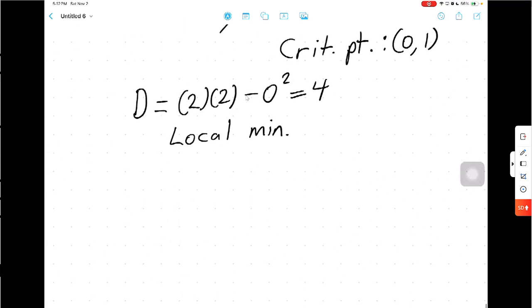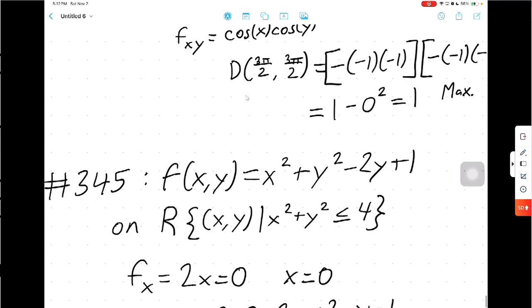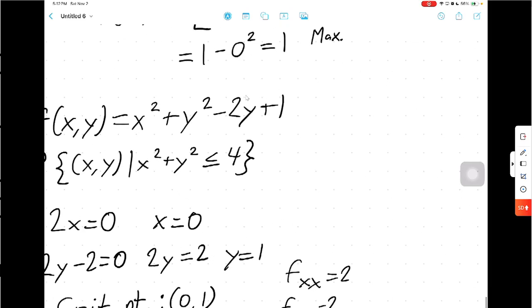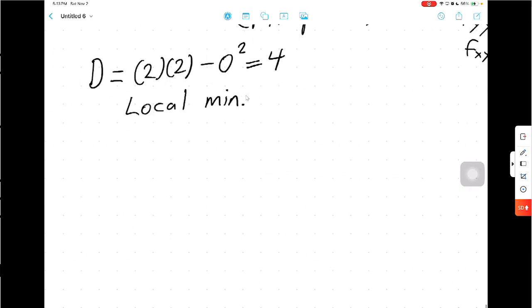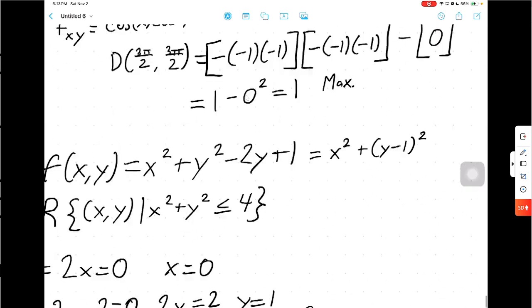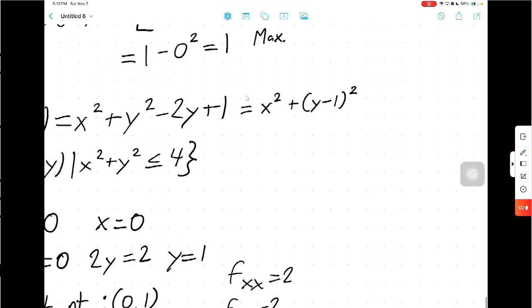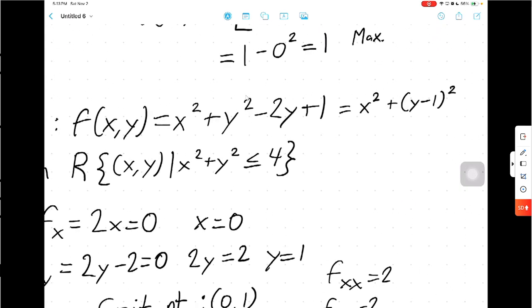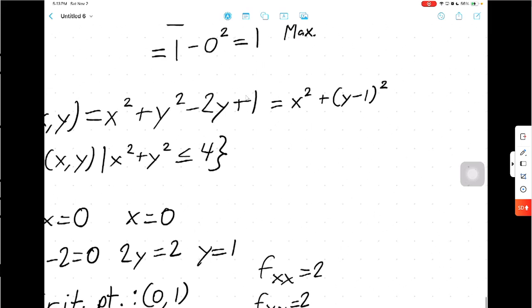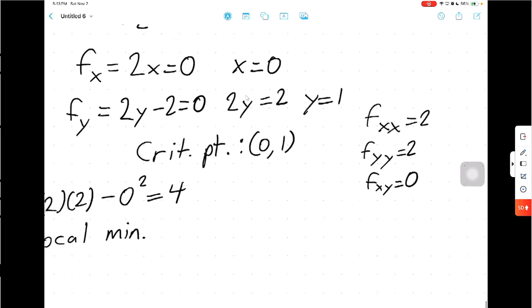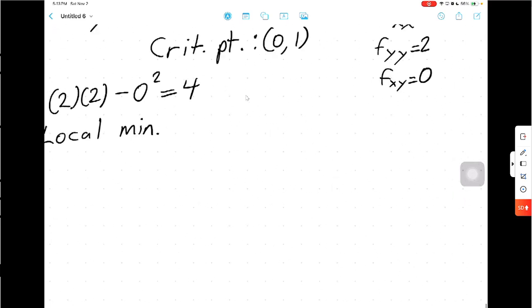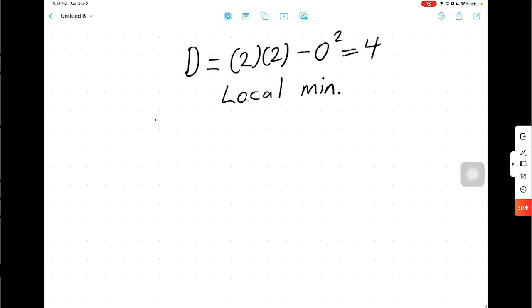Now we just have to check the entire region, which I'm just going to write as x squared plus y minus 1 squared, just to make things a little bit easier to see. So it's obvious 0, 1 is the absolute. So based on this, 0, 1 is likely the absolute min. But let's keep going.